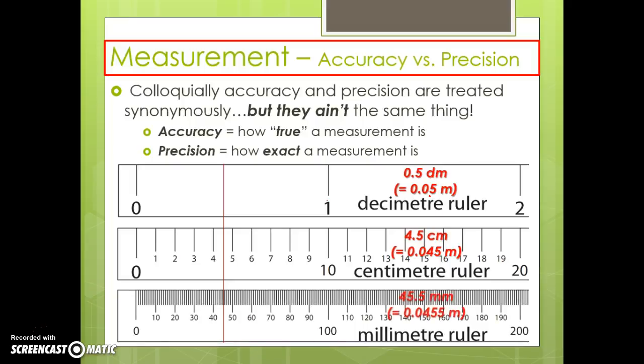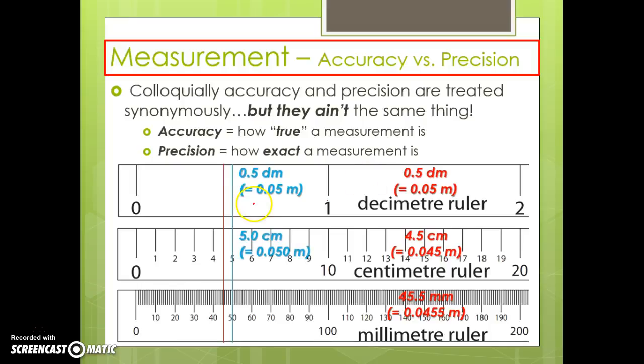Now once we use a millimeter ruler, we see 45.5 or 0.04455 meters. So the more digits that we have in our measurement, the more accurate our measurement is. So the number of significant digits actually matters. So how many sig digs are there in your number? Now let's learn how to read sig digs.